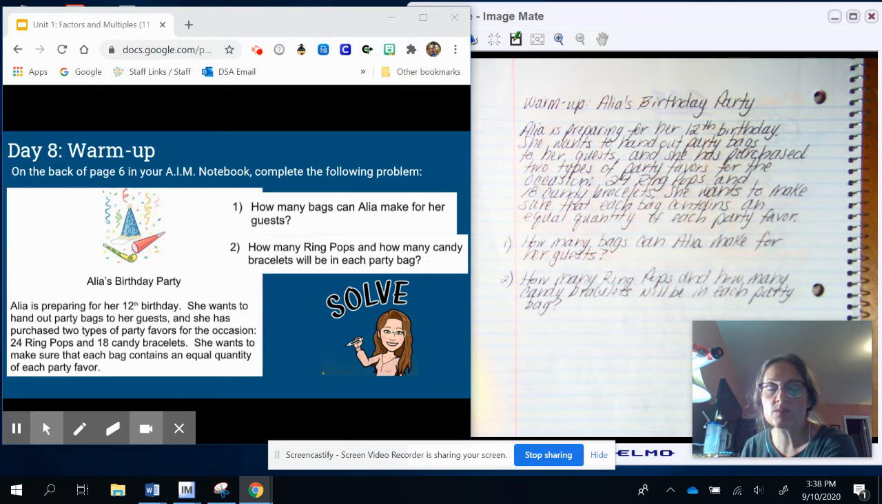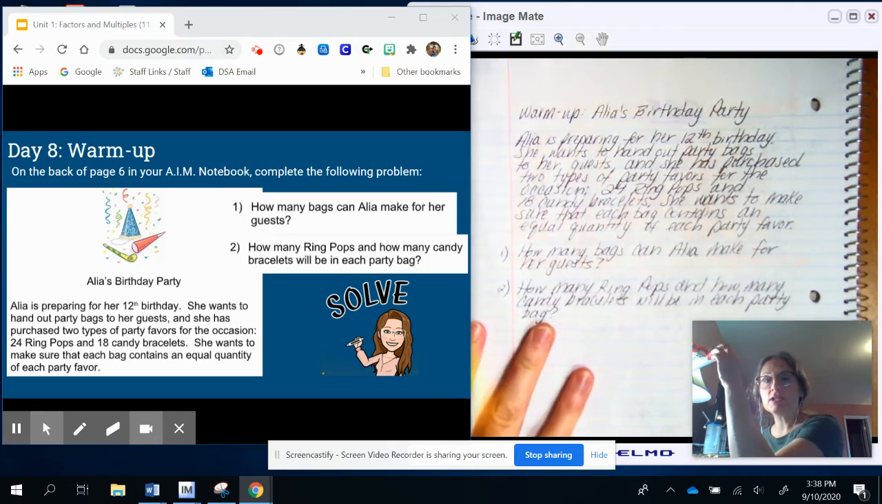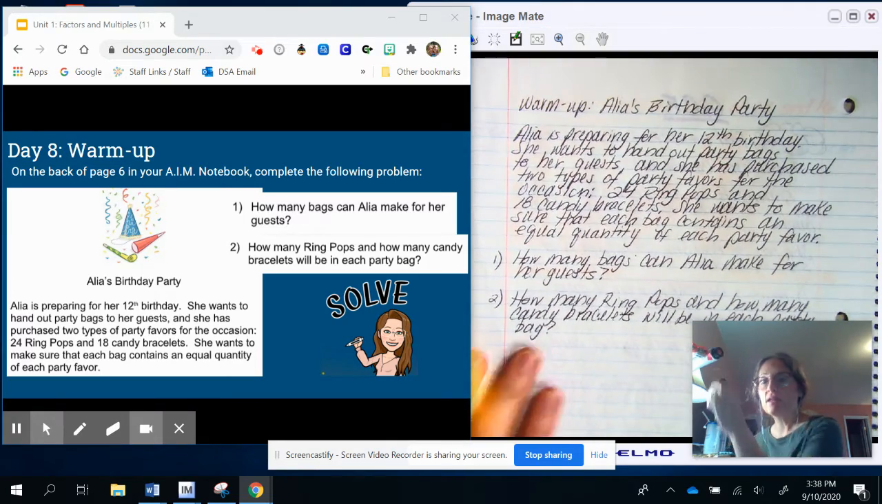You can also find this problem under modules. So you go into Canvas, you go into modules, and Unit 1, Factors and Multiples, is the entire unit. You go down to Unit 1, Day 8. If you click on that day, you'll see the warm-up and you'll see the problem we worked on. So hopefully that helps.